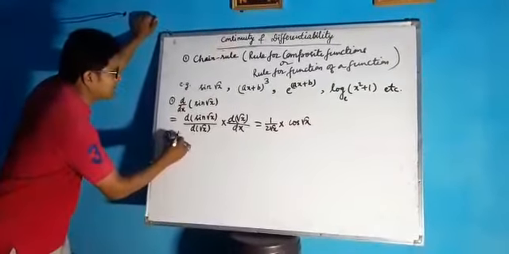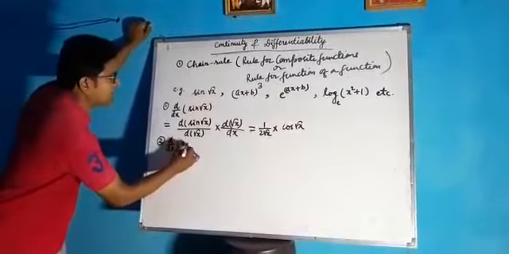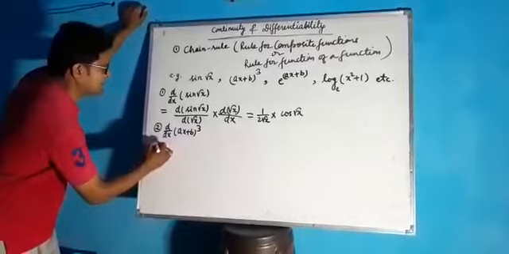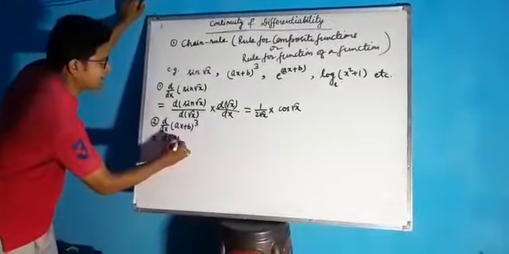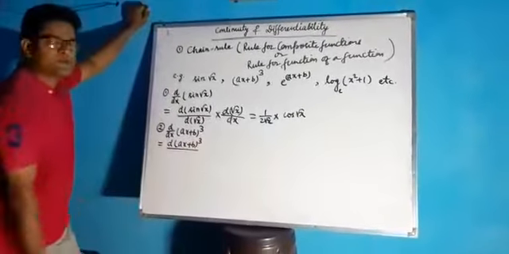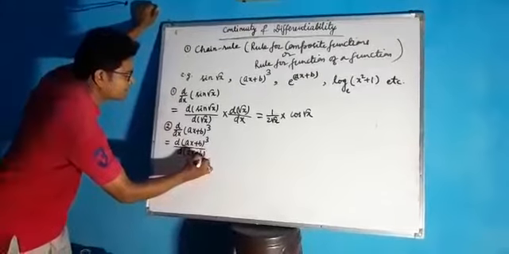Second one, derivative of ax plus b whole cube. How will you differentiate it? See, ax plus b whole cube is a function of ax plus b. So we will differentiate with respect to ax plus b.